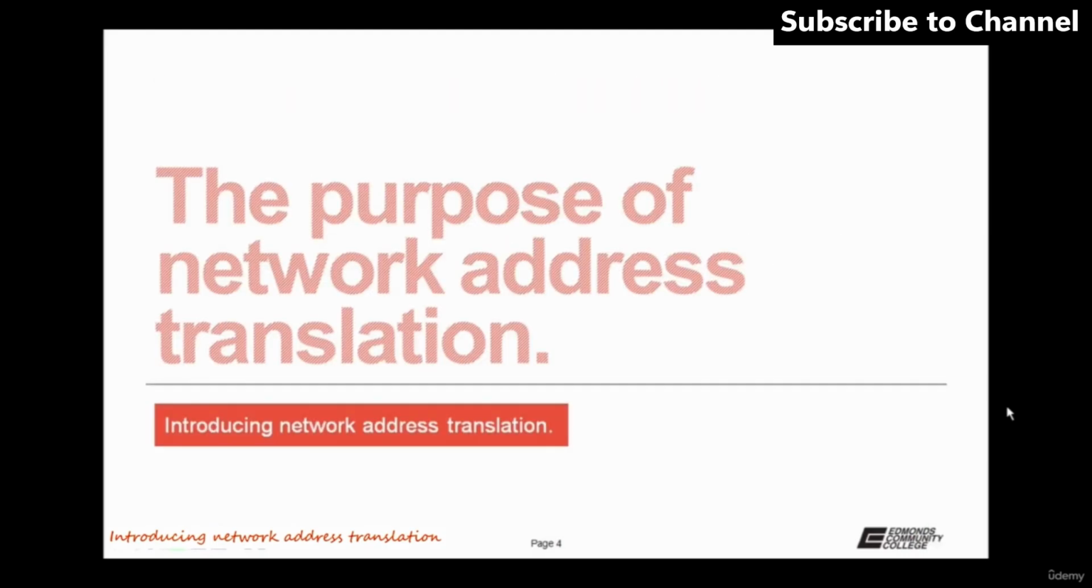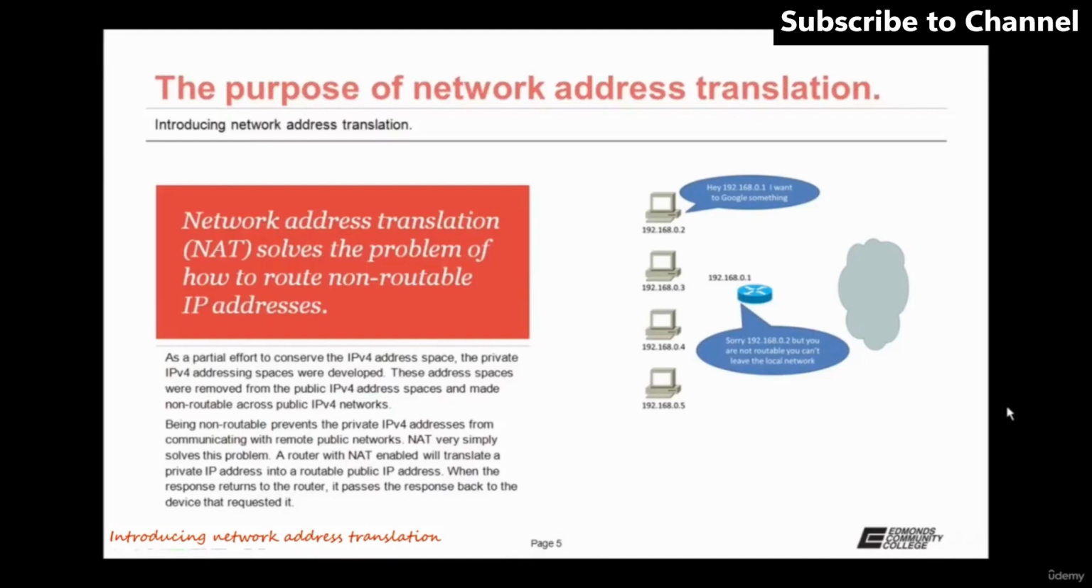Of course, we're going to begin by talking about the purpose of network address translation. Network address translation, or NAT, solves a very serious problem of how to route non-routable IP addresses. As a partial effort to conserve the IPv4 address space, the private IPv4 addressing spaces were developed. These address spaces were removed from the public IPv4 address space and made non-routable across public IPv4 networks.